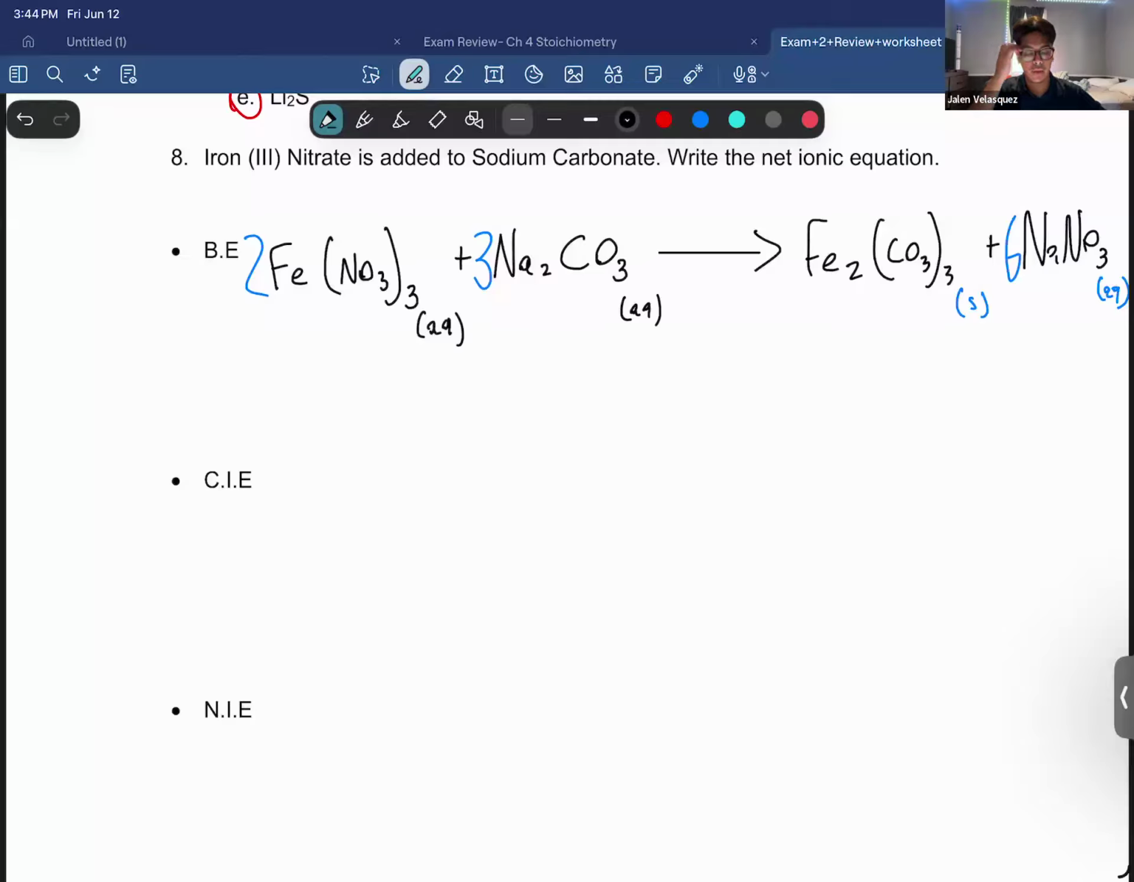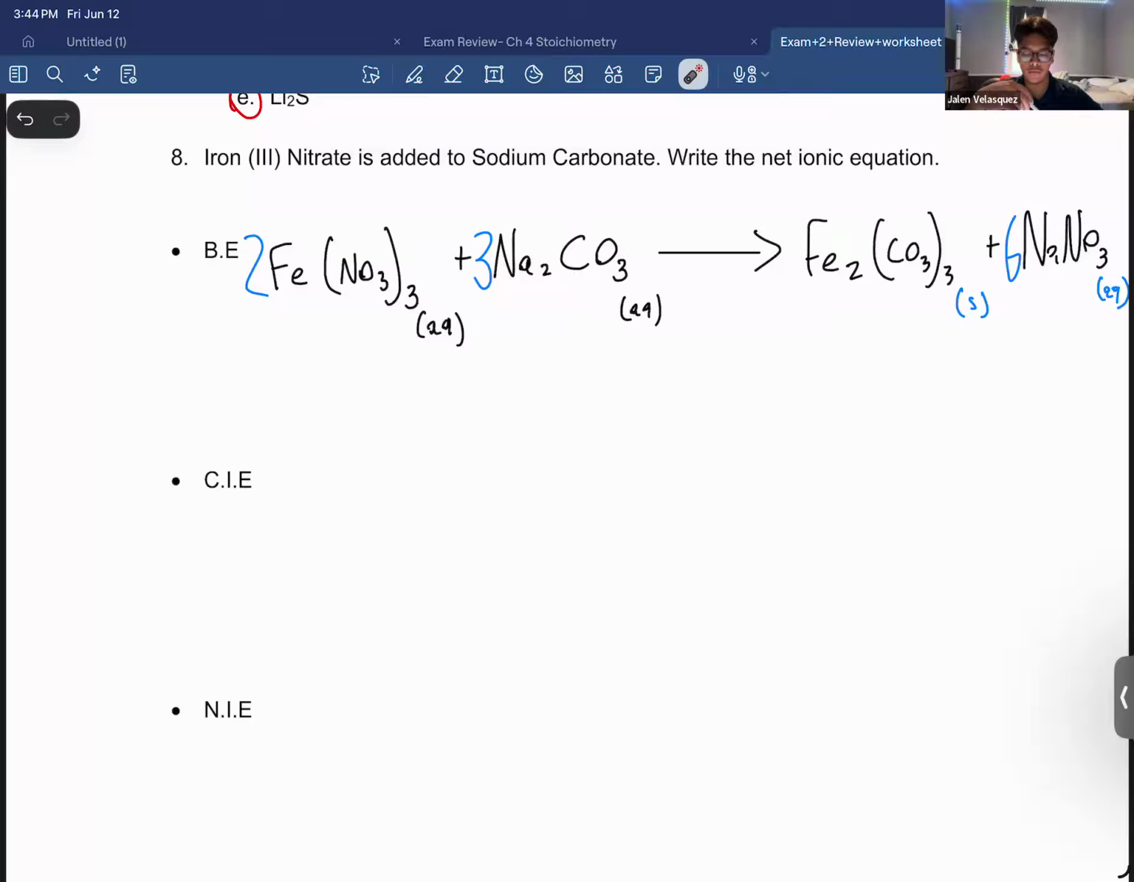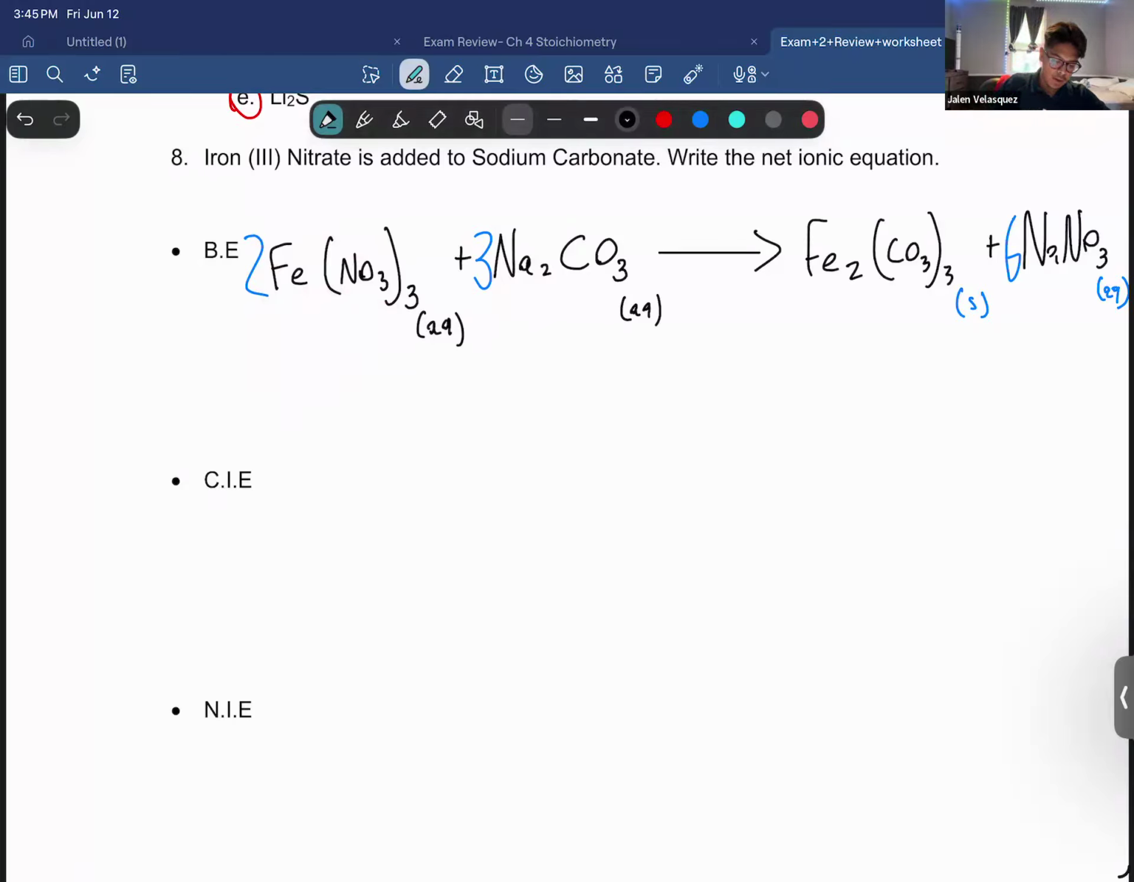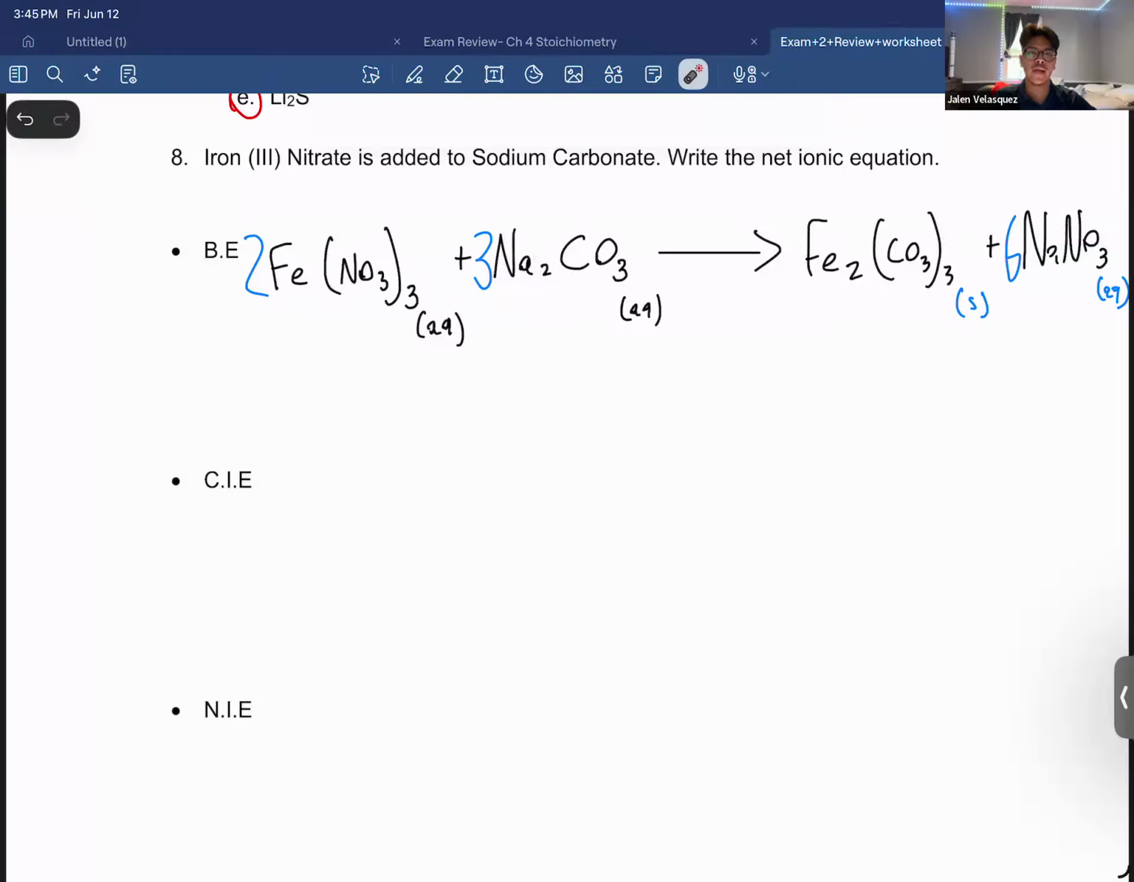Okay. Next step is writing the complete ionic equation. In writing the complete ionic equation, you are going to ionize all of the aqueous species. That means everything that is aqueous, we have to break apart into its respective ions. So we're going to start here with our first reactant, the iron nitrate. Writing this out, you need to pay attention to any coefficients and any subscripts that you have.